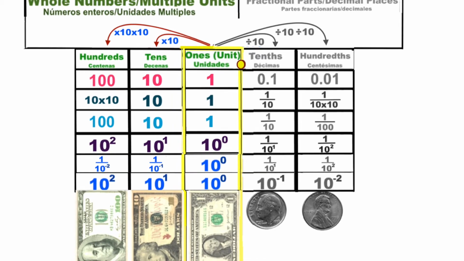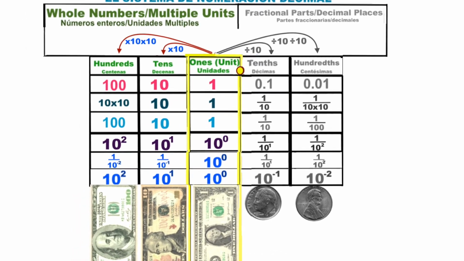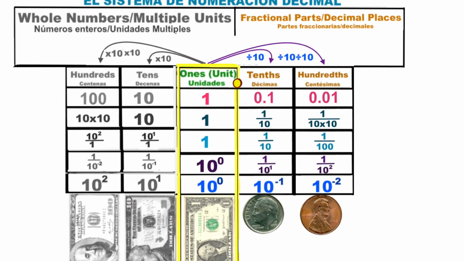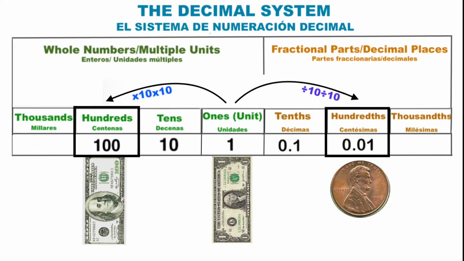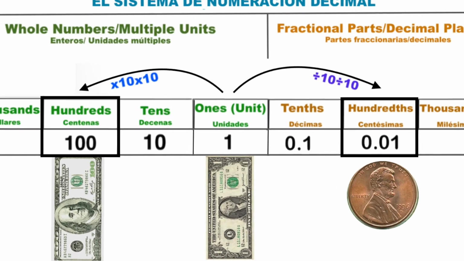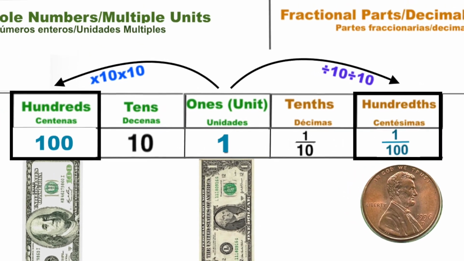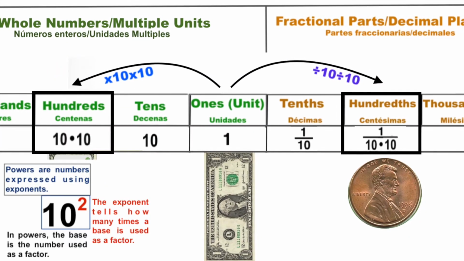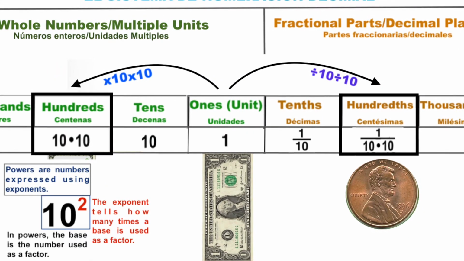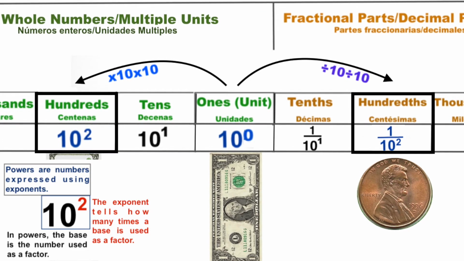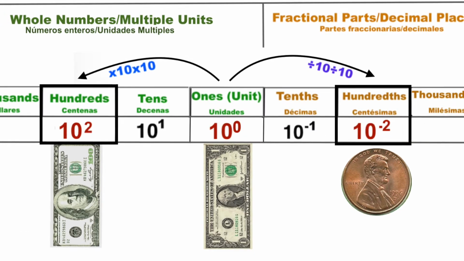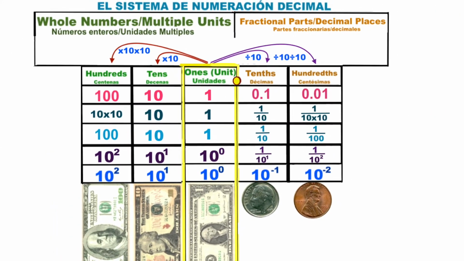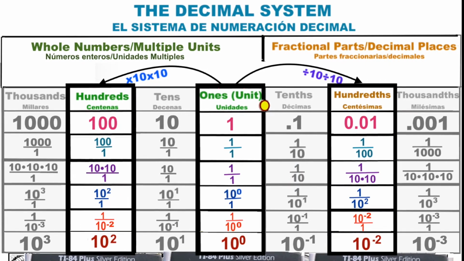2 places to the left of the unit, you will find the hundreds place. 2 places to the right of the unit, you'll find the hundredths. The hundredths is written as 0.01 or as a fraction, 1 over 100. 1 hundredth has 2 powers of 10 as a denominator. The reciprocal of 1 over 10 to the second power is 10 to the negative 2. Notice the various representations for each of the places.